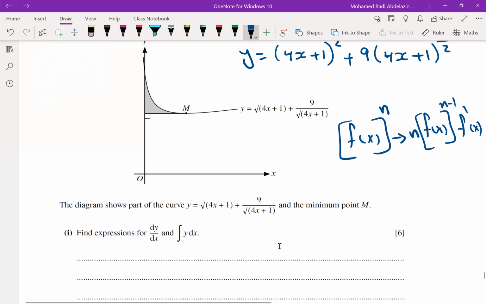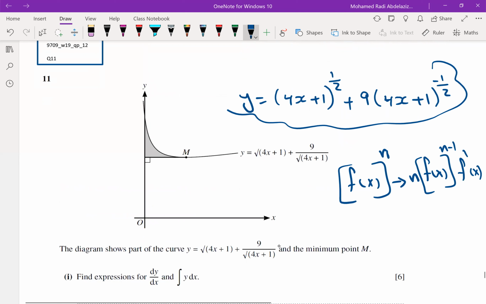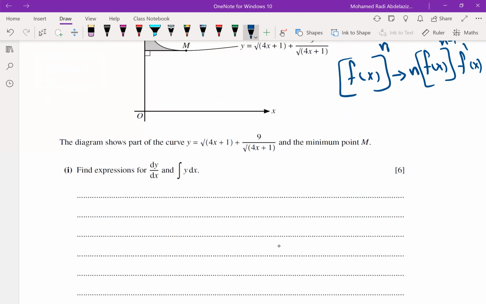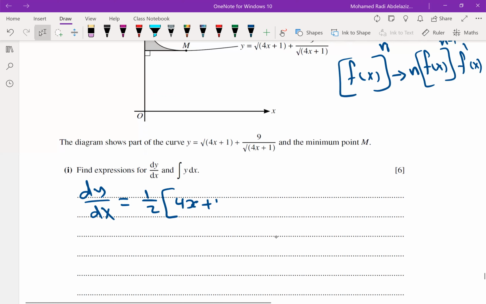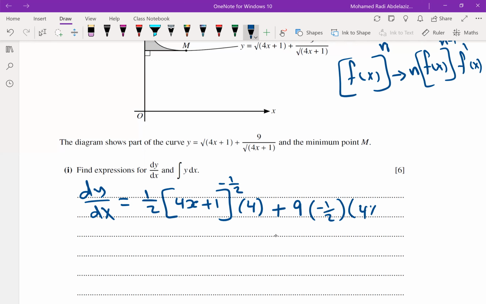Let's now start from this step to find dy by dx. Drop the power, which is half. Then minus 1 will be (4x + 1) all to the power of negative half. Don't forget to multiply by the derivative of this expression, which is 4. Second part, plus 9 is a constant. Drop the power, which is negative half. Then minus 1: negative half minus 1 will be negative 3 over 2. Don't forget to multiply by 4.